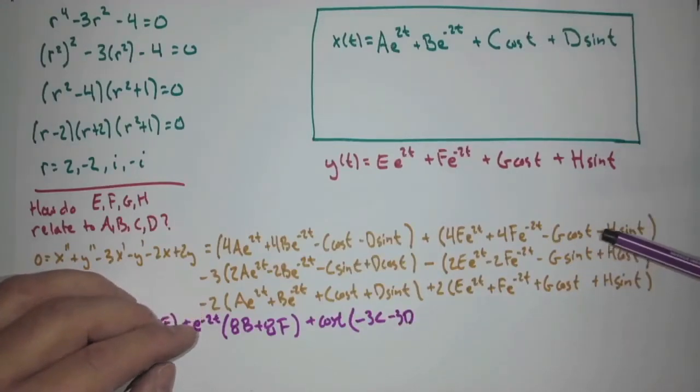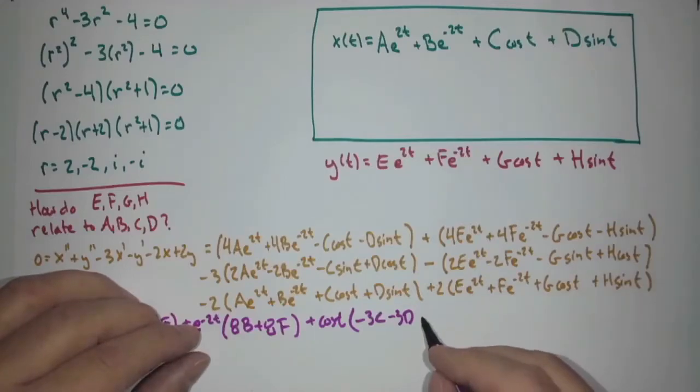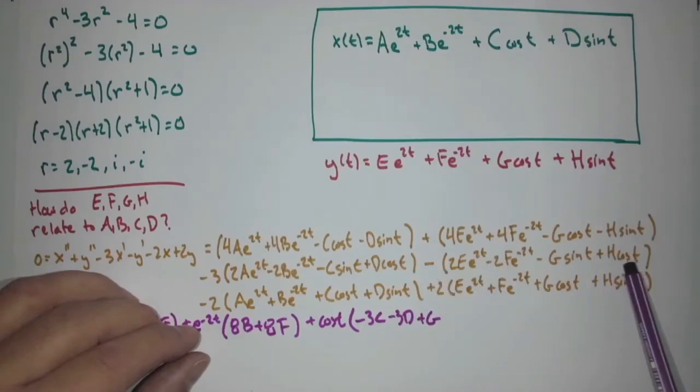Where are the cosines over here? You have a minus g. And here you have a plus 2g. Well, that just makes g. That's not so bad. And then here, minus h.